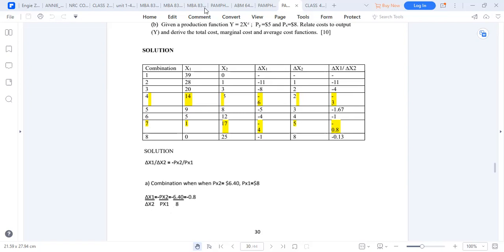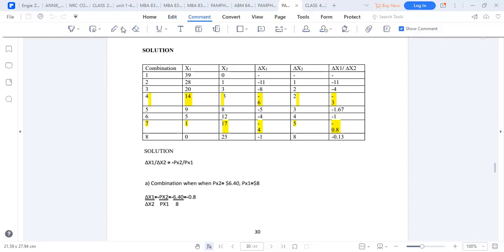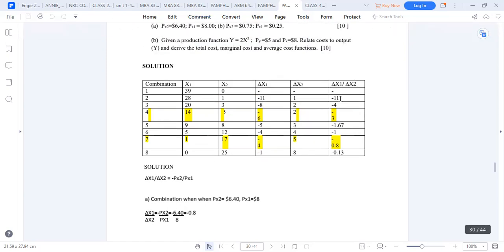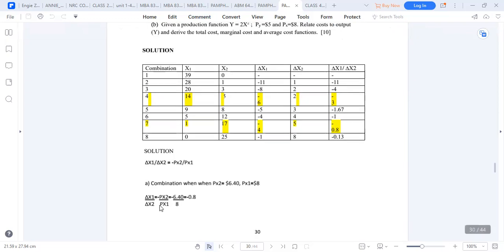If you want alternatively, of course, that's the easiest because of the format that I've used there. But alternatively, you can just put the change in X1 over price of 2 and change in X2 over price of 1. It's the same thing. But following what we've done here, follow me closely. Don't interchange them. Change in X1 over change in X2 should be equal to the price of X2 over price of X1.